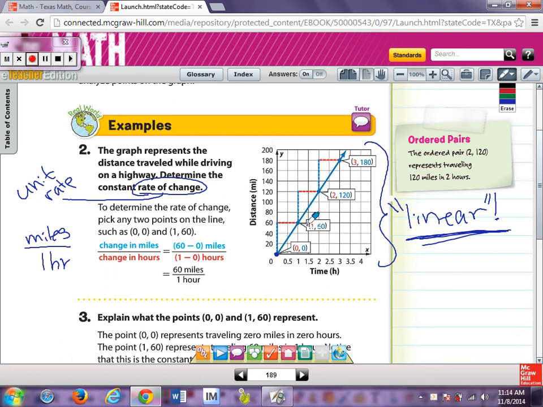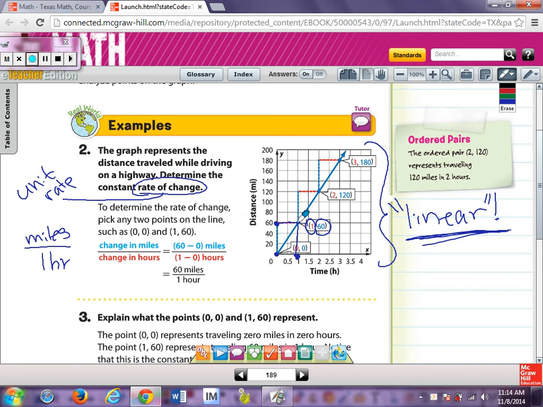The next point here is at (1, 60). The number 1 represents where we are on the x-axis down here. The number 60 represents where we are on the y-axis over here. Where they intersect is our point. (1, 60) means that when the time was 1 hour, we have gone a distance of 60 miles.